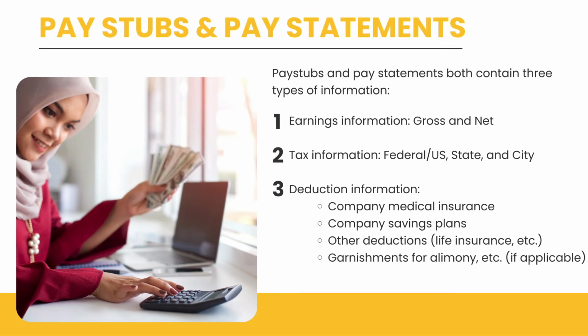Now that you know how to access your pay stub and your pay statement, let's talk about what information is included on these documents. Generally, pay stubs and pay statements provide three types of information: earnings information, which is the money you've made from your job; tax information, which lists the money that you're paying directly to the government; and deductions, which are other items that might be removed from your paycheck, such as insurance.